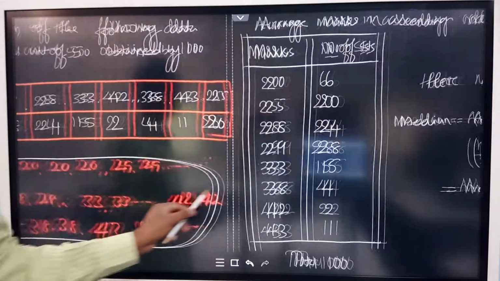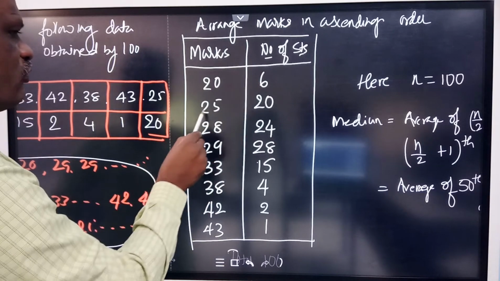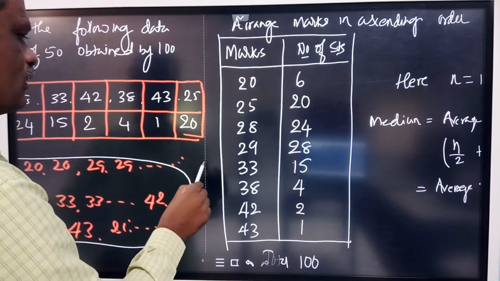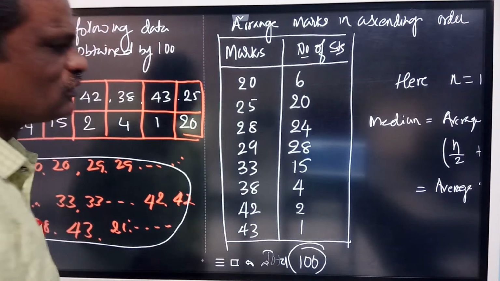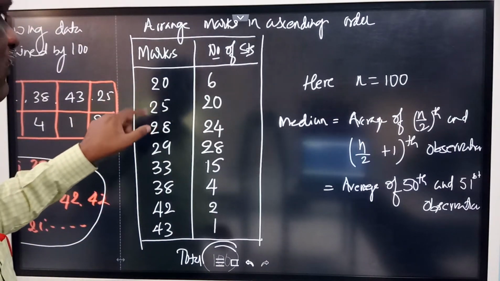So you can write in increasing order: 20, 6 entries; 25, 20 entries; 28, 24. So in the increasing order I have written. So total there are 100 students. So now 20, 25, 28.